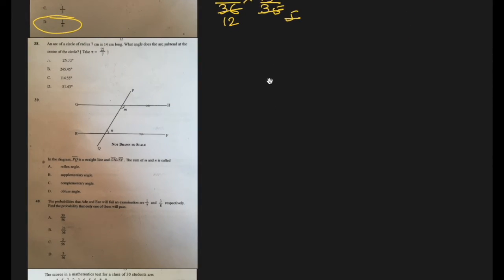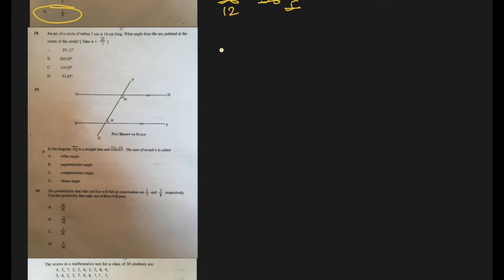Number 38. An arc of a circle of radius 7 centimeters is 14 centimeters long. So something similar to the previous question. So this is 7 and the arc is 14. That's what they're saying. What angle does the arc subtend? They're asking for the angle at the center this time. So we know the same thing again.